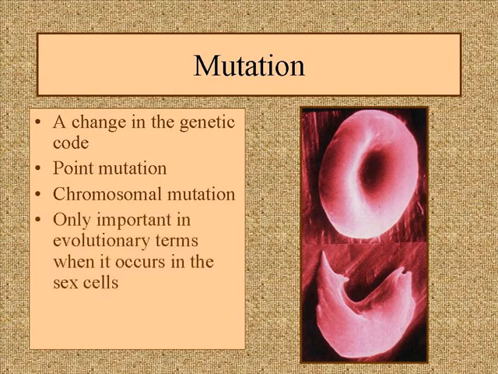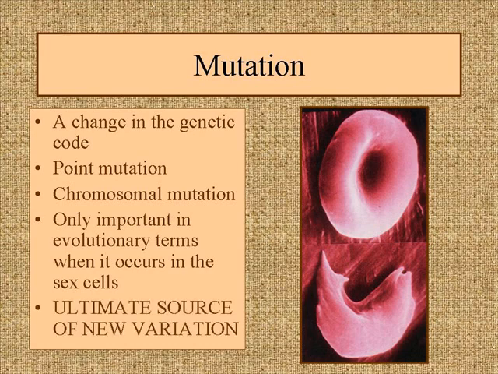While mutation can occur in any cell of your body, it's only significant in terms of evolution when it occurs in the sex cells. That is, when it's being passed down from parent to offspring. If a mutation occurs in a body cell, that's not going to be passed to your offspring, so that doesn't really matter in terms of the long-reaching effects of evolution. It's only when it occurs in the sex cells, and then is passed to your offspring, that it has that significance. But this is where new variation is coming from.